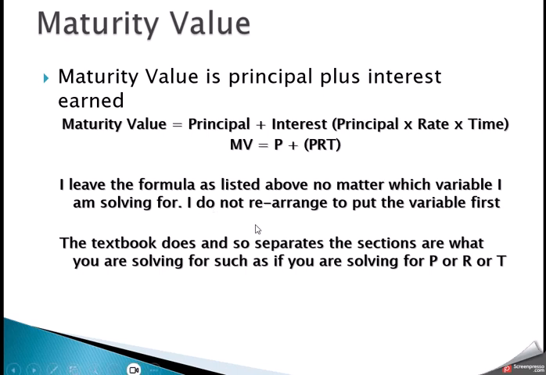The one thing I do that's different than the textbook is I don't rearrange the formula. They have a whole section where they rearrange it so the P's on one side of the equal sign, the R's on one side, the T's on one side. To me, that's very confusing. I just leave it like this, and then I solve for what I'm looking for.